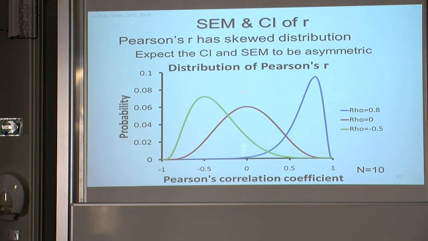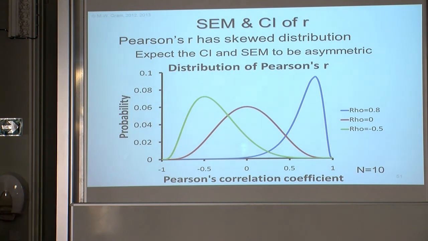The distribution of the correlation coefficient, because it's bounded at -1 to 1, can't be outside of that, is going to necessarily be skewed. So if the population parameter is 0.8, the blue line, the distribution that you would expect to see from your samples looks like that. If it's -0.5, it's skewed the other way. The only time when it's not skewed is when the population parameter is 0, when they are uncorrelated.